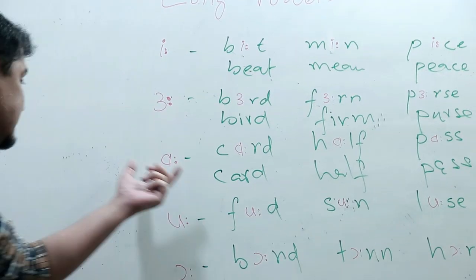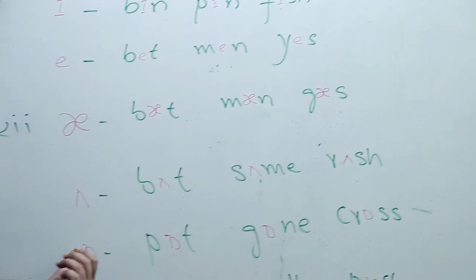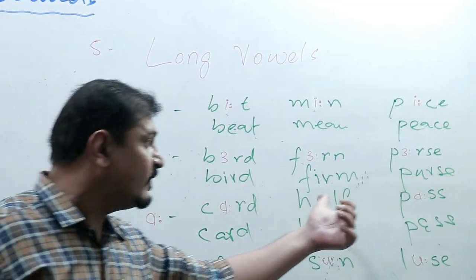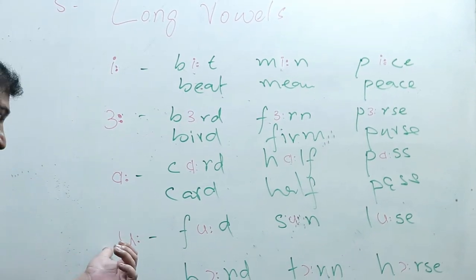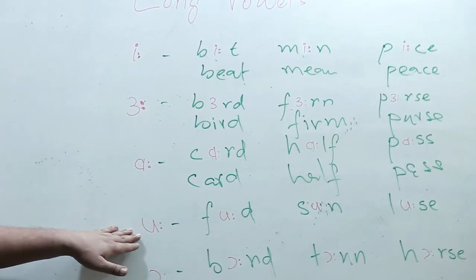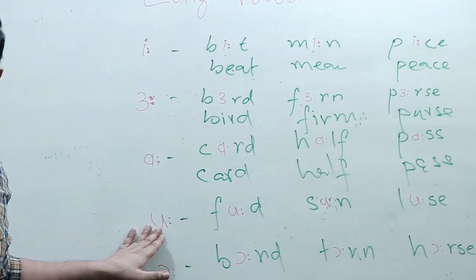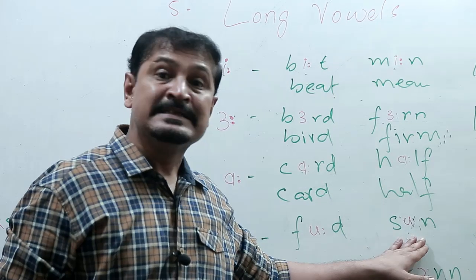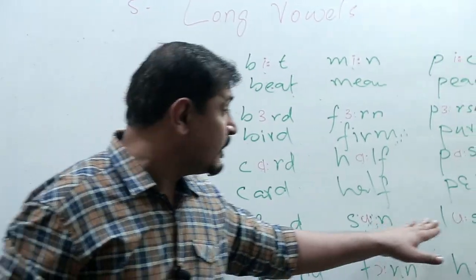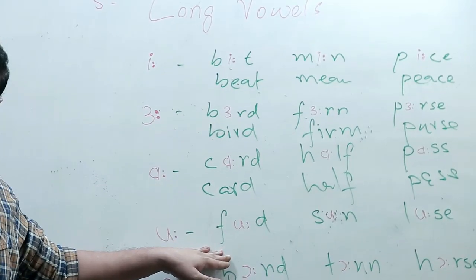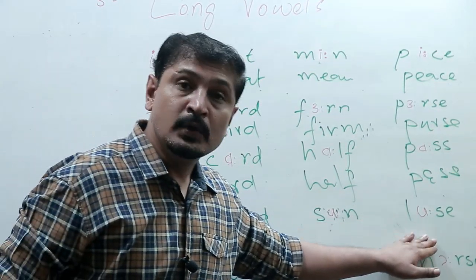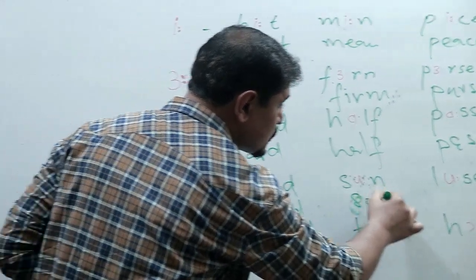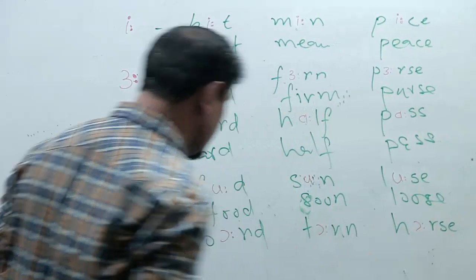It is different from this sound. It is a small one, and this one is a large one. Card, half, pass. Another one is oo. The words like food, soon, lose. And if I write them as a spelling, food, soon, and lose.